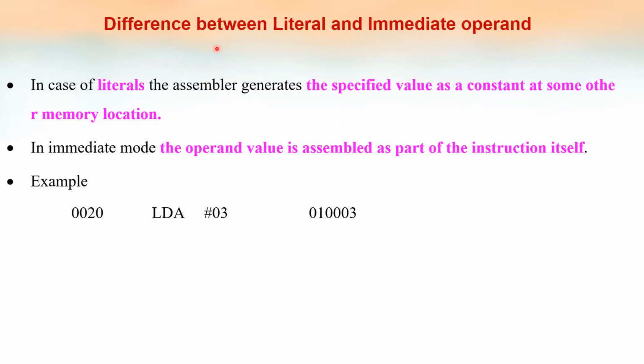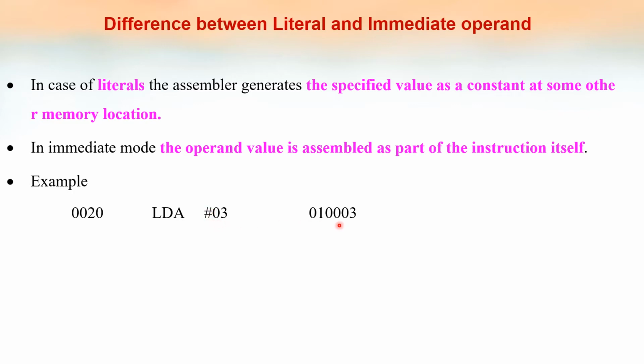Now we can see the difference between a literal and an immediate operand. In an immediate operand also, the constant value is given as part of the instruction operand. So here we can see LDA #3. So 3 is a constant. It is given as a part of this instruction. It's not defined elsewhere. So what is the difference between these? For literals we use the equal to symbol. For an immediate operand we use the hash symbol.